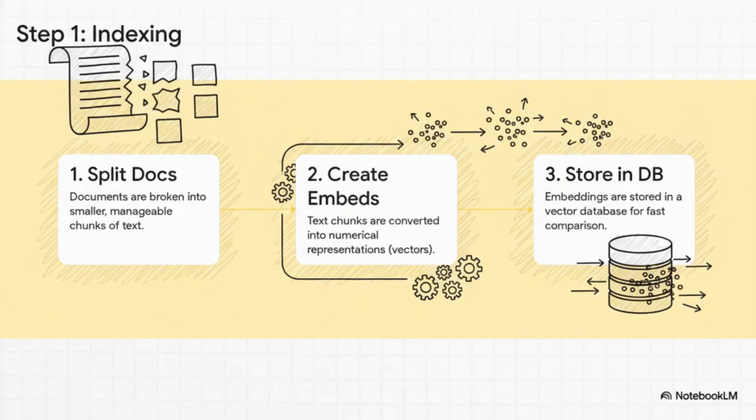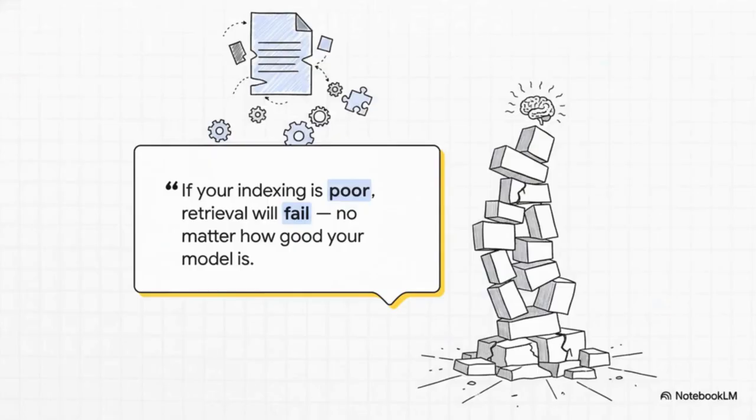Coming to indexing, this happens before any user even shows up. You take your documents, split them into smaller chunks, convert each chunk into a list of numbers called an embedding, and store those numbers in a vector database so they can be searched efficiently. And I cannot stress this enough: everything depends on this step. How you chunk your documents, which embedding model you use, how clean and structured the data is. If you get this wrong, the entire system is built on sand. No language model, no matter how powerful, can save you.